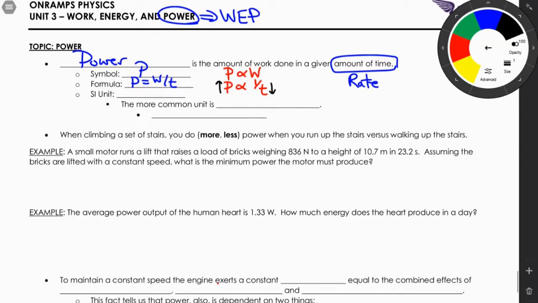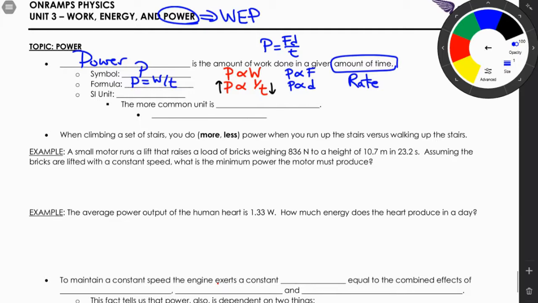these relationships. But you can also see that because work is force times distance, power could also be written as force times distance over time. You'll see that power is also directly proportional to force, but it's also directly proportional to distance. So they may try to trick you into a relationship in that sense.